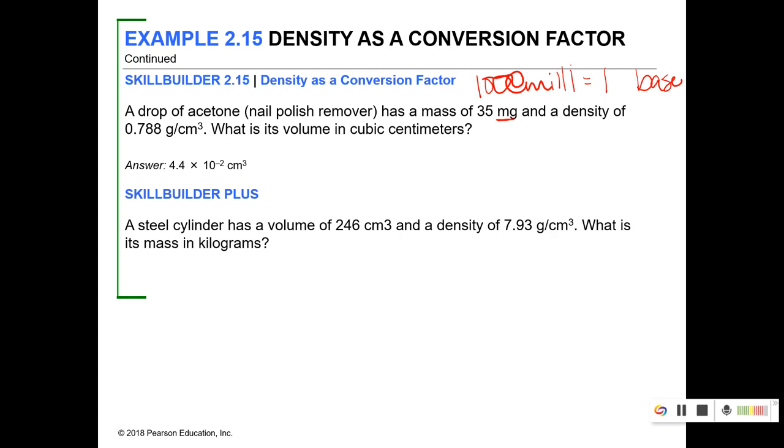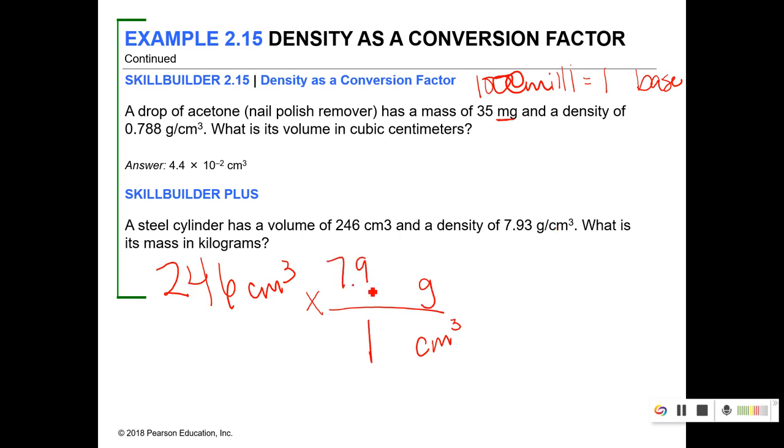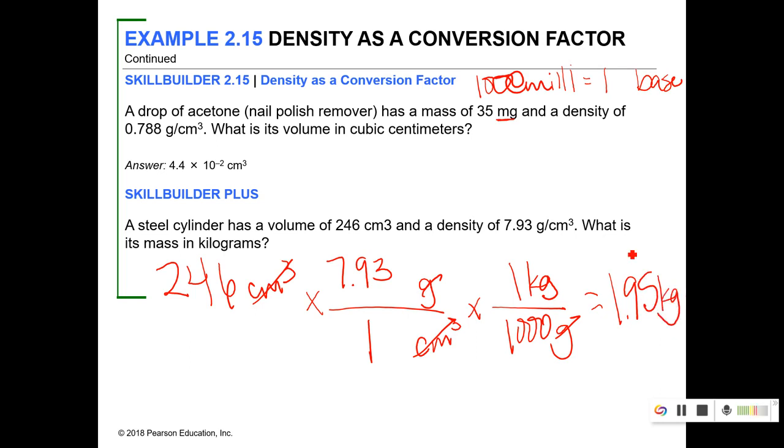Okay, one more. What is the mass in kilograms? So this one's a little different. I'm starting with centimeters cubed. Centimeters cubed goes on the bottom, but notice it's already there, so I don't have to cube this. And this one does ask for kilograms, so you've got to do the conversion. So I've got 246 times 7.93 divided by 1,000, and I get 1.95 kilograms of steel. Well, that's how much mass can fit in there.